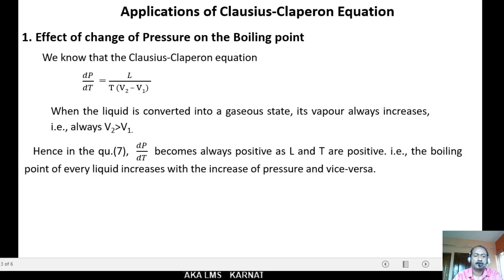Hence, in the above equation, the ratio dP by dT, the small change in pressure to the change in temperature, always becomes positive, as the latent heat L and the absolute temperature T are positive. In the RHS, L and T are positive. That means the boiling point of every liquid increases with the increase of pressure and vice versa.